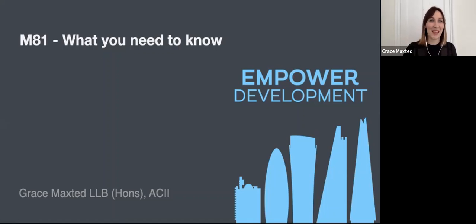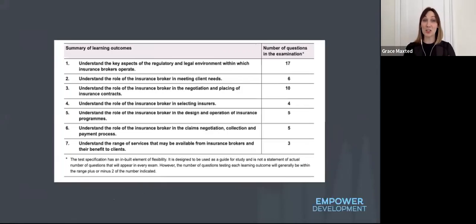So let's get going. In this particular book, it's a well-written book, I think. It's a very good, nice size. 9 chapters isn't insurmountable, but note that there are 7 learning outcomes. And so those of you who are familiar with the CII setup, you may know that the learning outcomes don't always marry up with the chapters. So for example, learning outcome 1 here, understanding the key aspects of the regulatory and legal environment in which brokers operate, is worth 17 questions in the exam, and that goes over chapters 1, 2, and 3. So just be mindful of that.